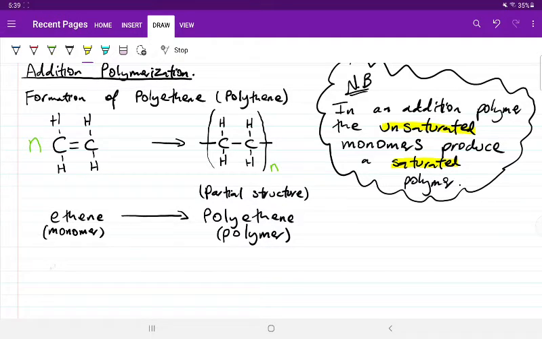Like polyethylene is used to make plastics, all right? And most polymers are used to make some type of plastic. Like the polyethylene would be used to make small lightweight plastics like plastic bags and plastic food containers and stuff like that.